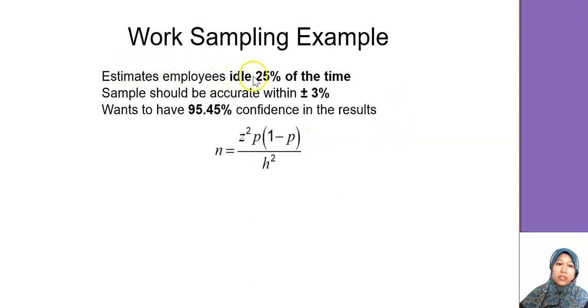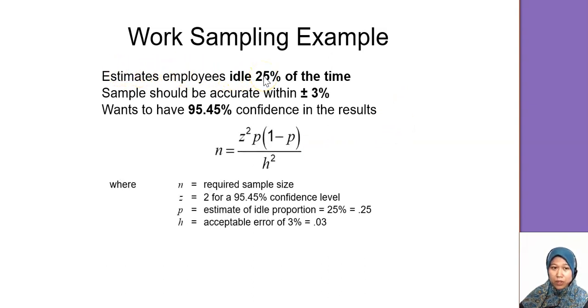Let's look at this example. Estimate employees are idle 25% of the time, so this is the P. The p-value involves the idle, in percentage. The sample should be accurate, so the acceptable error is 3%, which becomes 0.03. And then this is the confidence level. 95.45% has a value of 2.